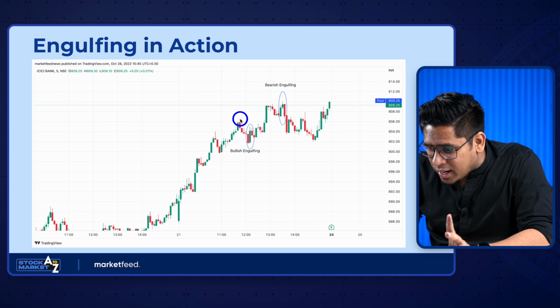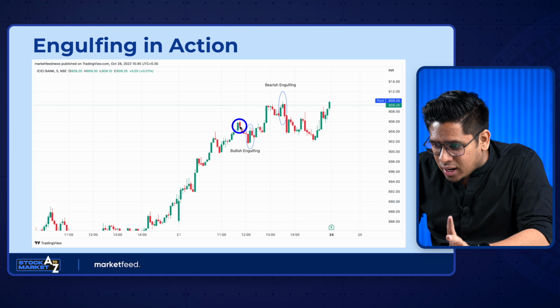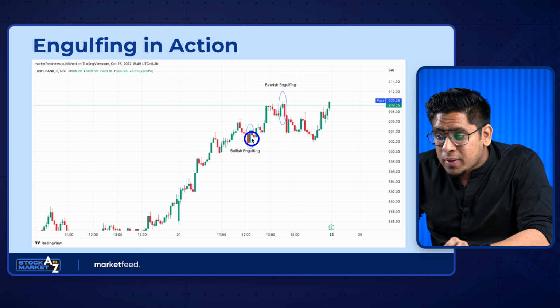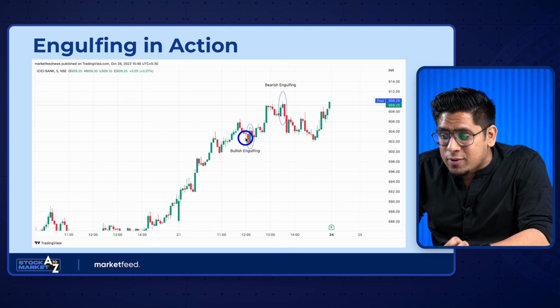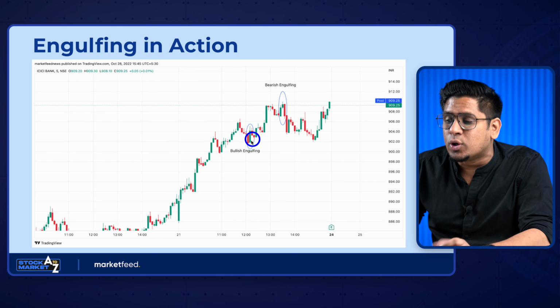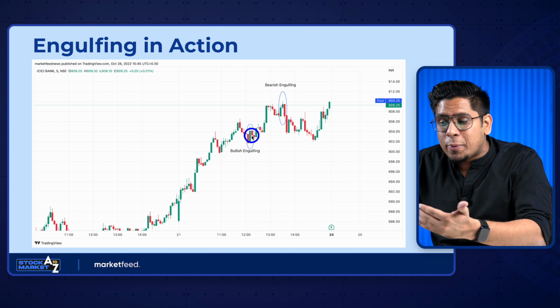As you can see here there is a red candle and it's coming down. It's a slight downtrend here, and look at this green candle. It completely engulfed the previous red candle. So it is a downtrend, a proper engulfing of a red candle. So it is a bullish engulfing pattern. And what happened from there?